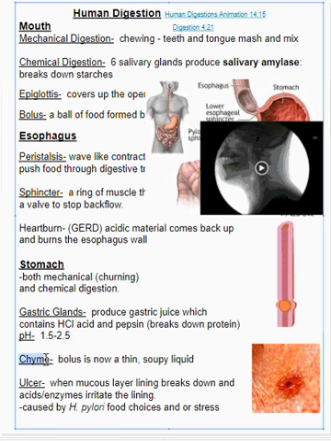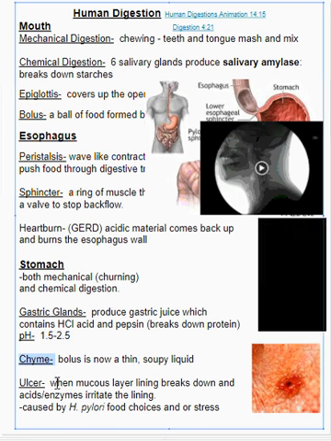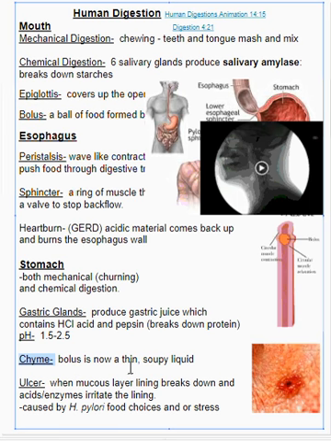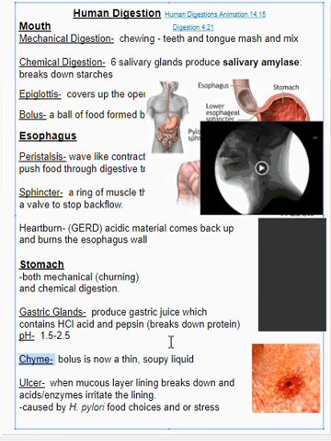But that mashed up mush of food called chyme is now going to be a thin, soupy liquid. And it's going to get churned around in there, and it's going to pass through another sphincter to get to the small intestine.